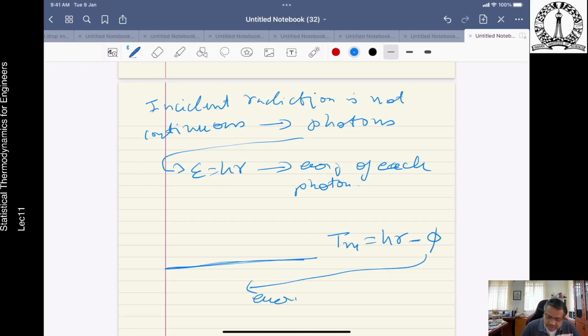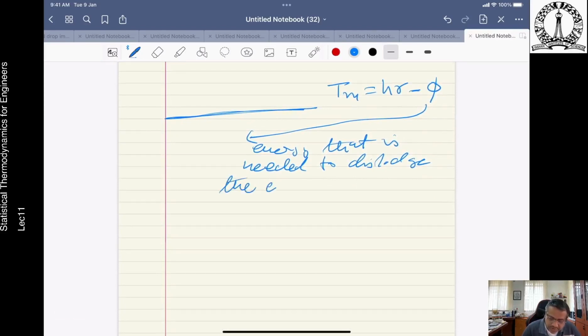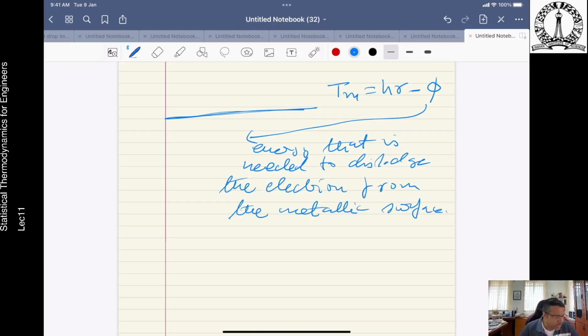So this is the energy that is needed to dislodge the electron from the metallic surface. So this is the minimum energy. When people actually did the experiments, we found that this maximum kinetic energy expression is quite valid. This agrees with the experimental data.